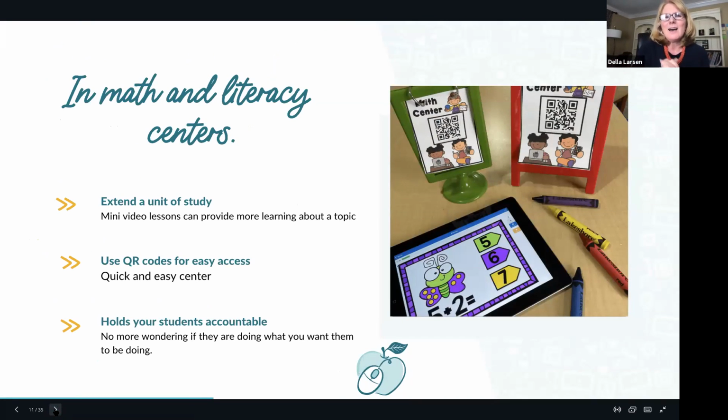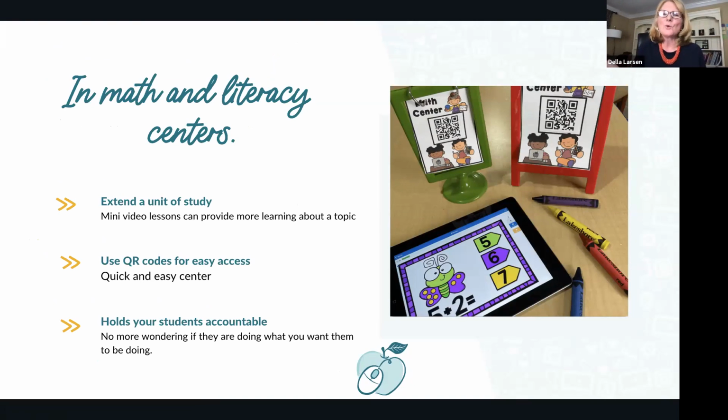And then I love, love, love to use Boom Cards in my math and literacy centers. As I said, I worked in kindergarten, so we had centers, and I love to use Boom as a way to extend our topic.